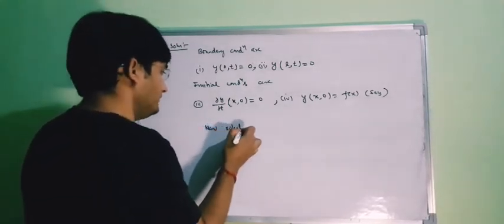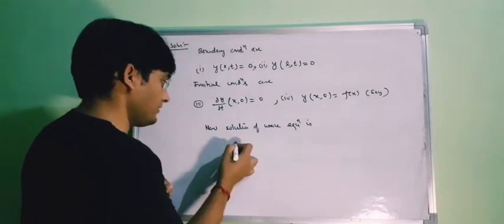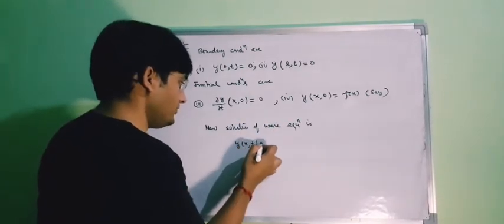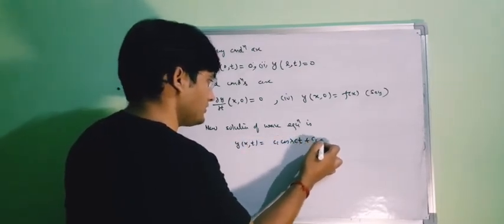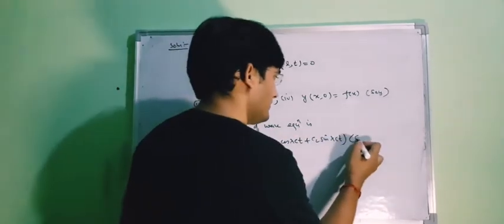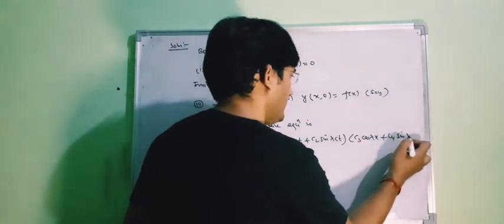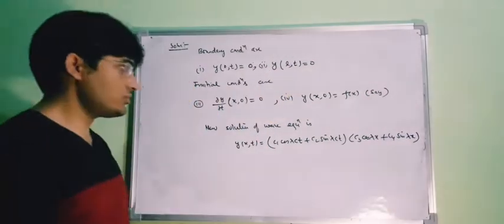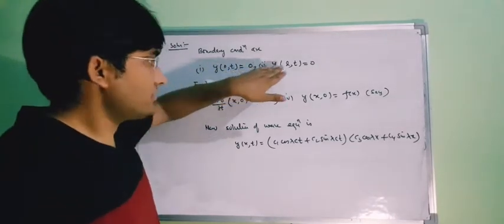Now the solution of the wave equation is y(x,t) equal to (c1 cos lambda ct plus c2 sin lambda ct) into (c3 cos lambda x plus c4 sin lambda x). So this was the solution of the one-dimensional wave equation. Now let us use these conditions one by one.